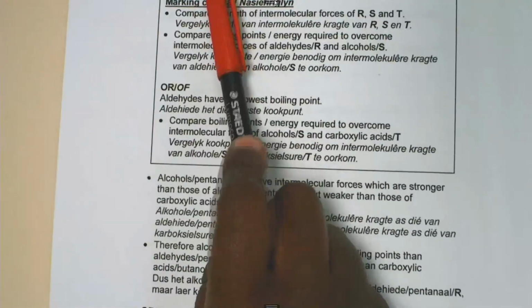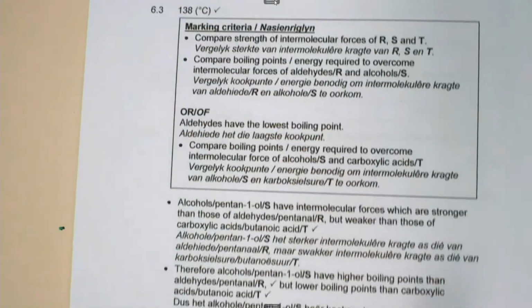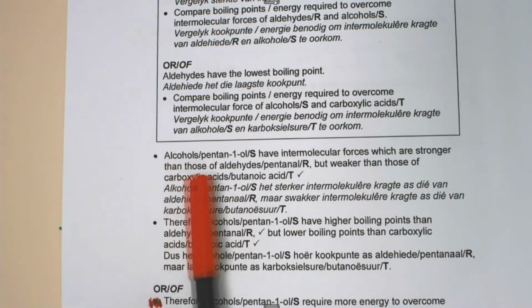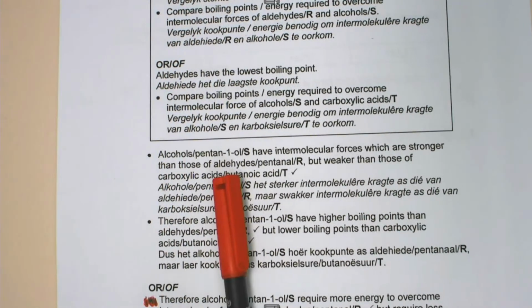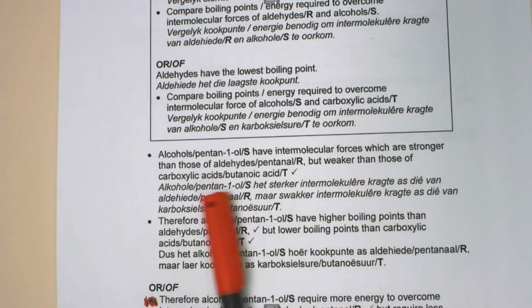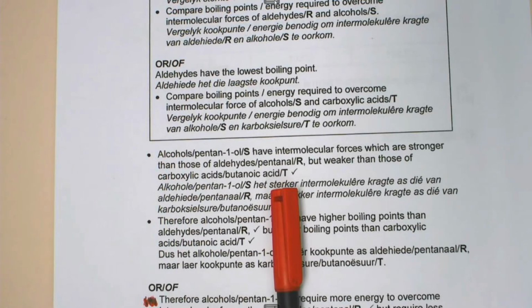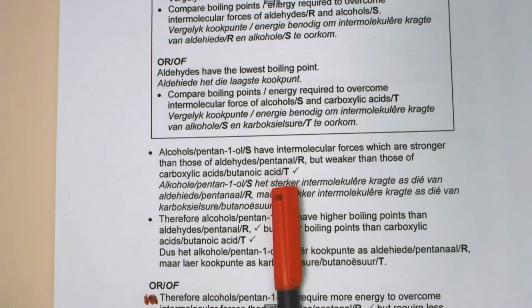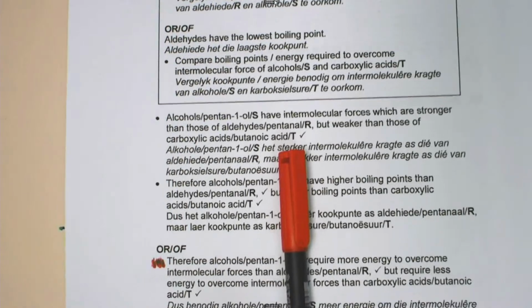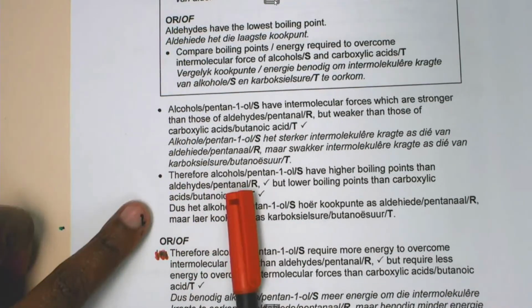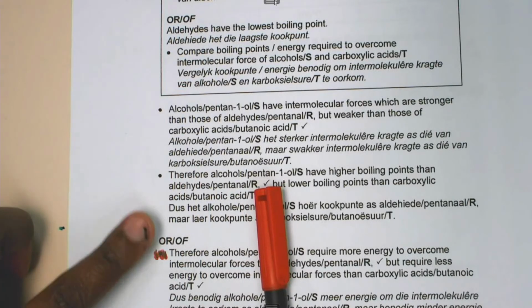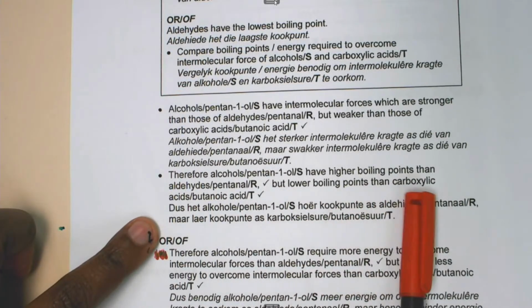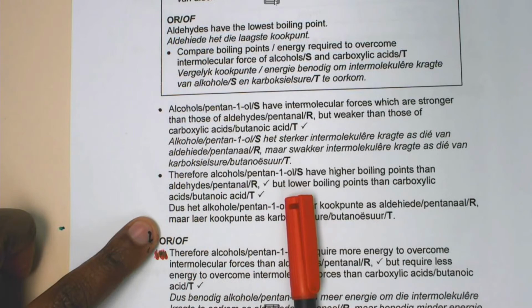So it's 1 mark for 138, and then the third mark, the learner can say, alcohols have intermolecular forces which are stronger than those of aldehydes, but weaker than those of carboxylic acid. All those 3 comparison of boiling points is 1 mark. And then for the third mark, alcohols have higher boiling points than aldehydes, 1 mark, but alcohols have lower boiling points than carboxylic acid, that's the fourth mark.